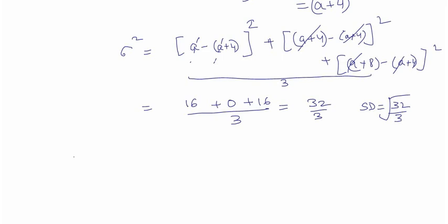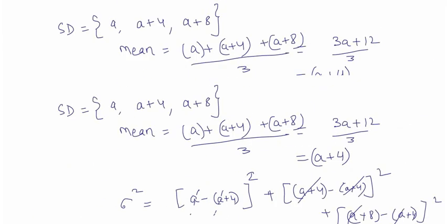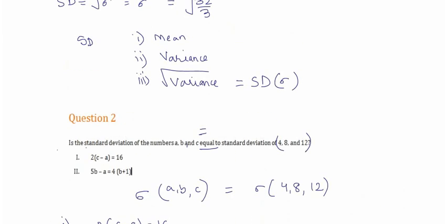So we can safely say that the standard deviation of A, B, C is equal to the standard deviation of 4, 8, 12. So the answer is, using both the statements, I can find the solution. So going back to the question, I need both these statements together to find the solution. Okay.